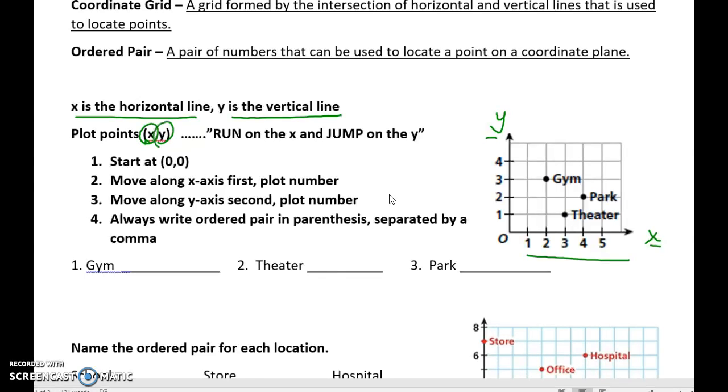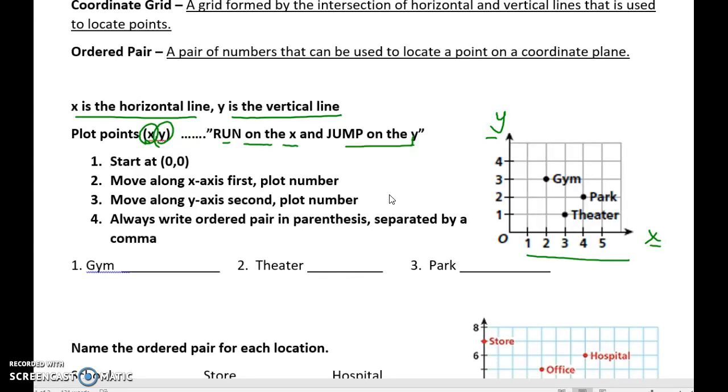One thing you can do to remember that is that you can run on the X and you jump on the Y. You can remember this because look at Y, it kind of has a tail, which is kind of like your feet jumping up straight when you jump on the Y. So you can run on the X and you can jump on the Y.